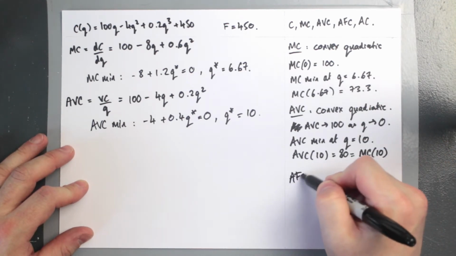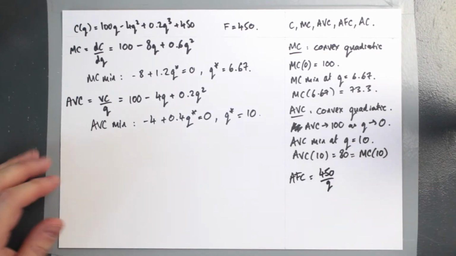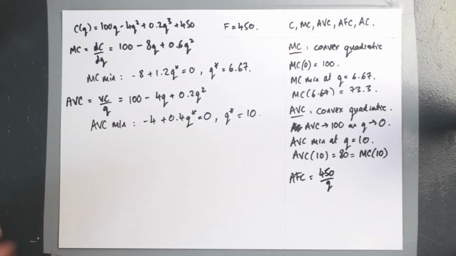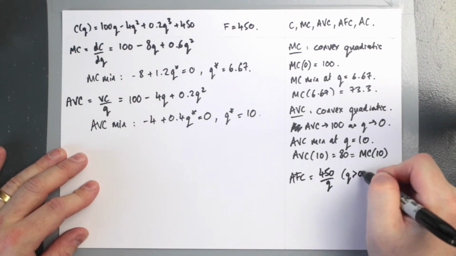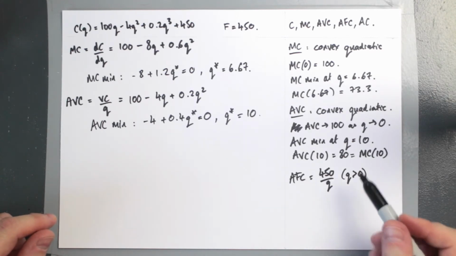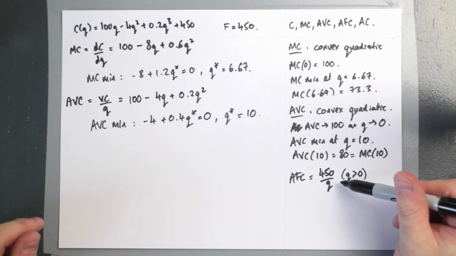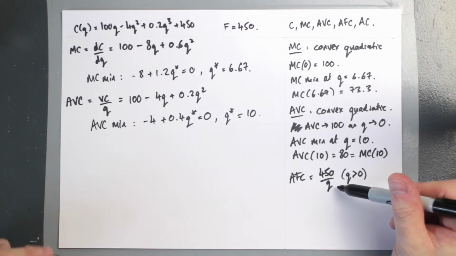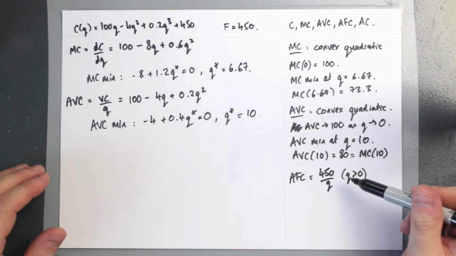So average fixed cost would be the fixed cost 450 divided by output Q, as long as output's bigger than 0. Now to draw something like this, you could use calculus. You could differentiate once and you'll find it's a negative, so it's decreasing in Q. And if you differentiate again, you'll get a positive, so it's decreasing and convex.